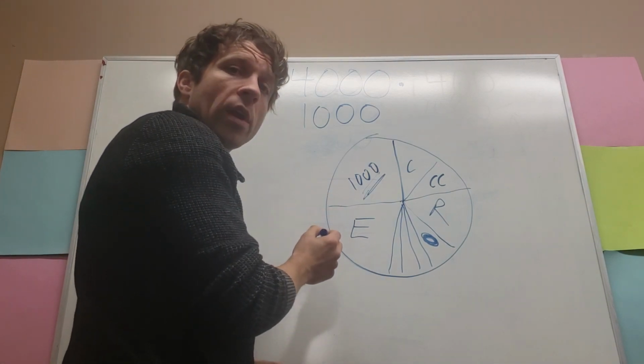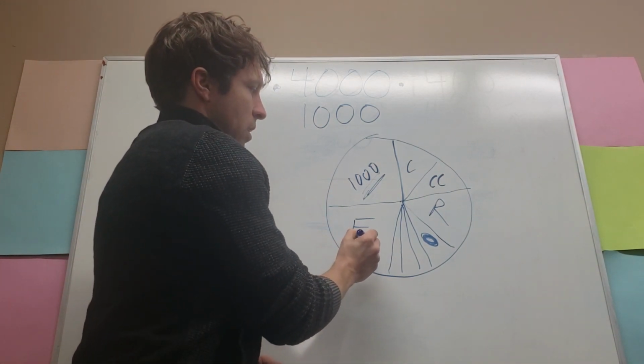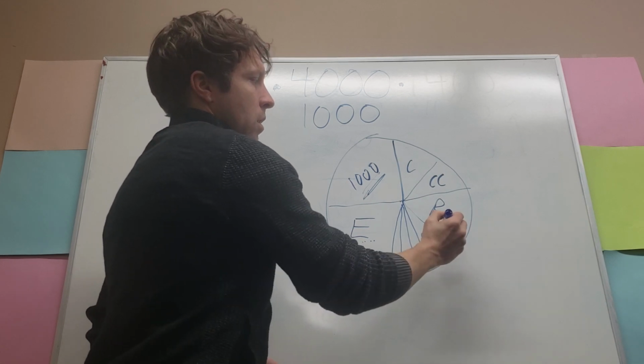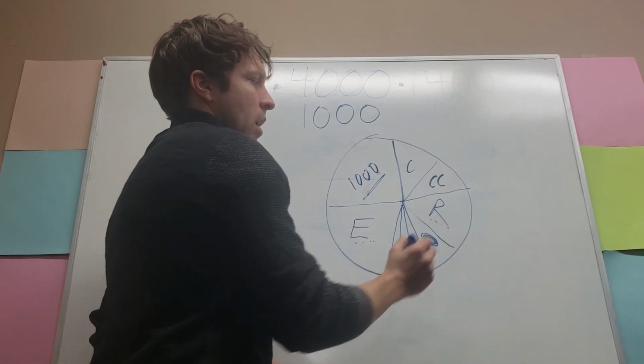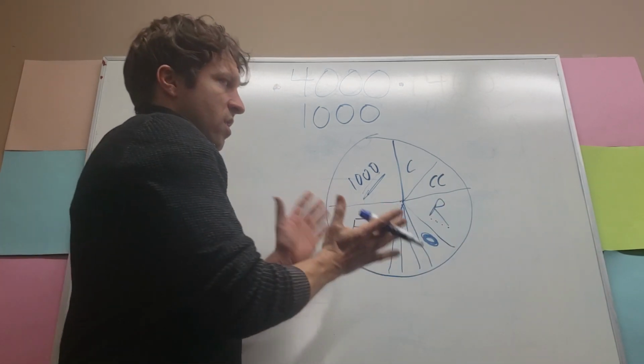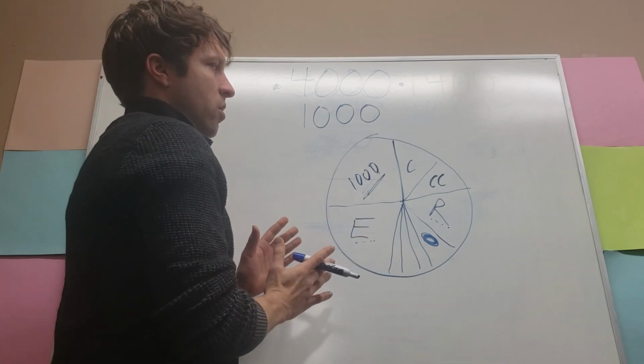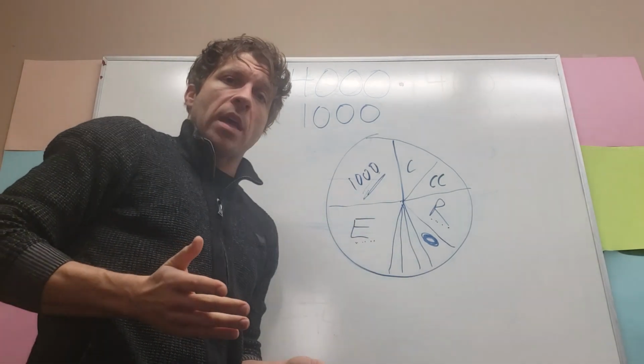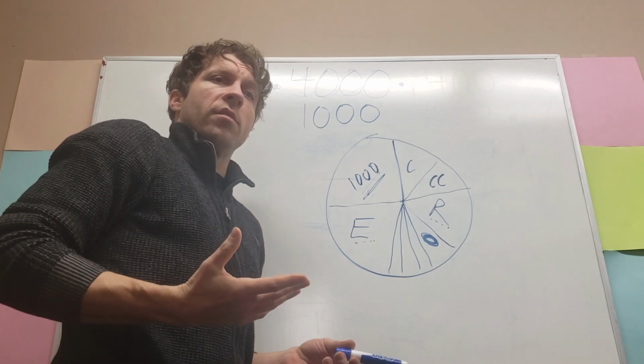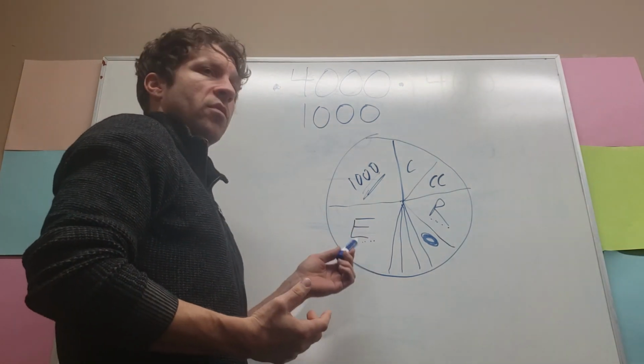Is $1,000 in rent too much? Am I spending too much money on entertainment? Am I spending too much money at restaurants? You can see a visual of what's costing you the most and you can make adjustments that way. So for some people that are visual learners, this might be a useful tool.